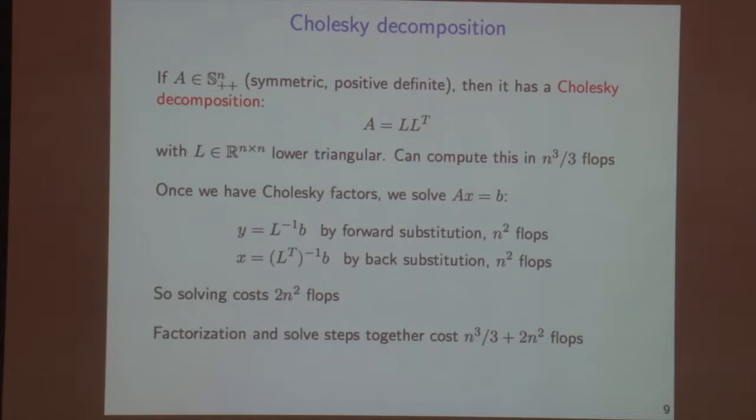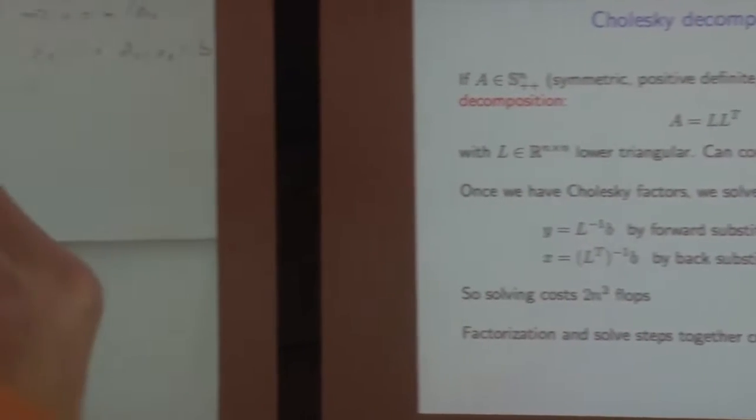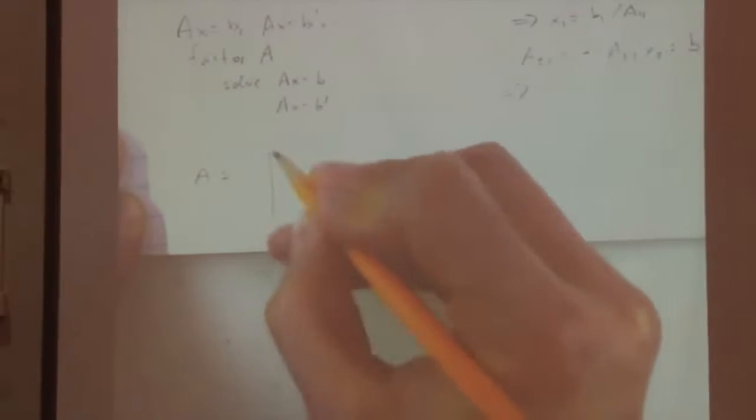So if A is a symmetric and positive definite matrix, so it's square, invertible, and it's also symmetric, then it has what we call a Cholesky decomposition, which means that we can always write A as a product of a lower triangular matrix and an upper triangular matrix. Looks like this.